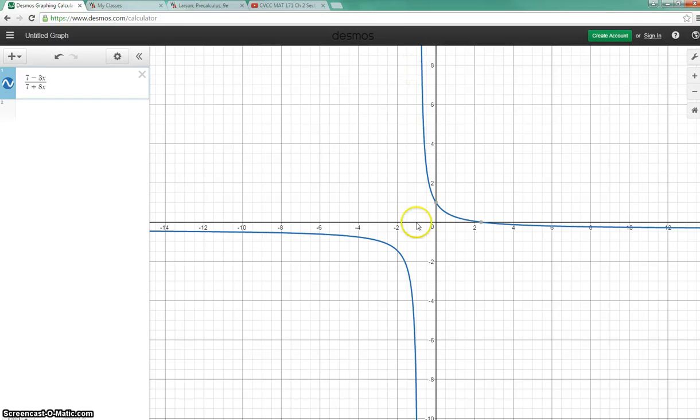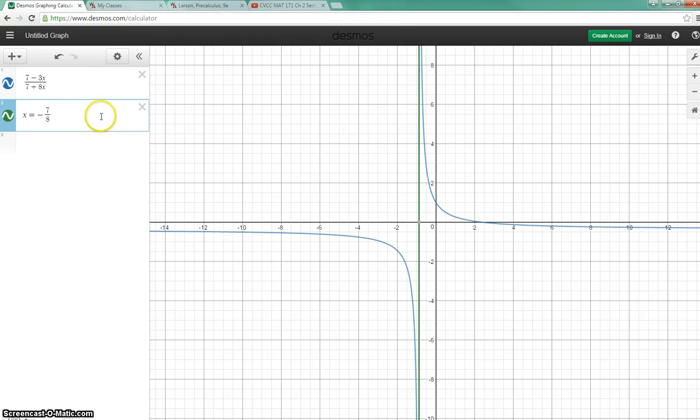You cannot actually touch a vertical asymptote because it would make our denominator equal to 0, which would be undefined. There are some cases where you can cross a horizontal asymptote, so never say never on that one. But we see a vertical asymptote here, and if I set that denominator equal to 0, I could actually graph it. So x equals negative 7/8, and that green line represents the vertical asymptote. It really should probably be a dotted line instead, since it's not really there.